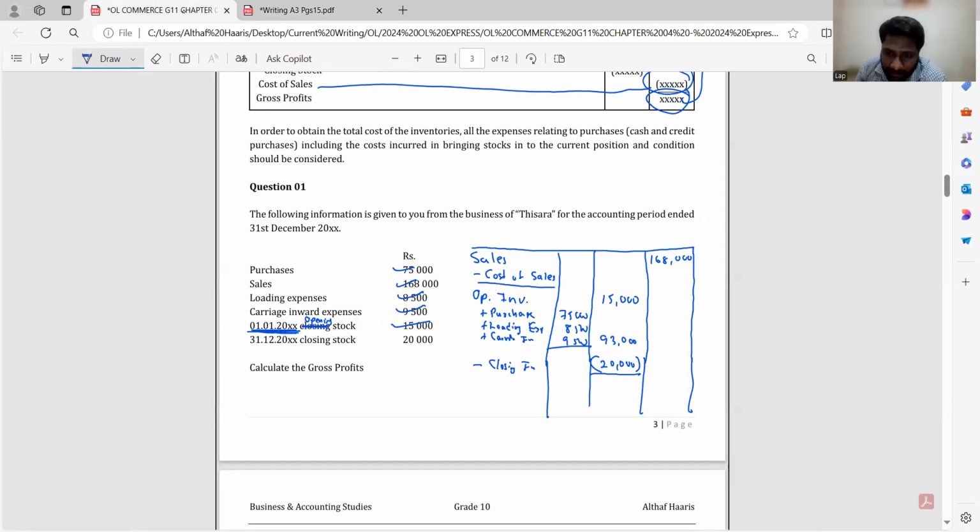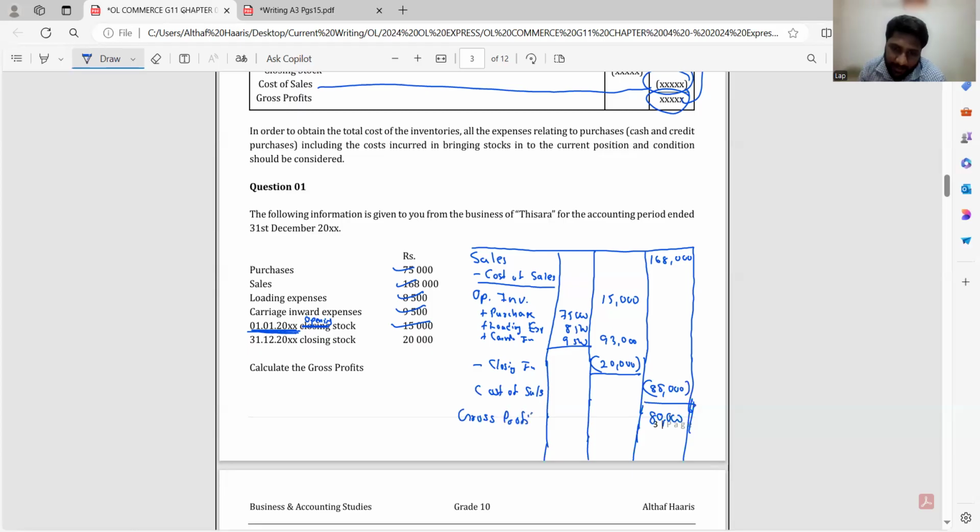Because it is a cost, we'll write it inside the brackets. Tell me the profit. How much is the profit? 80,000. What's the name of that? What is that name? Gross profit.